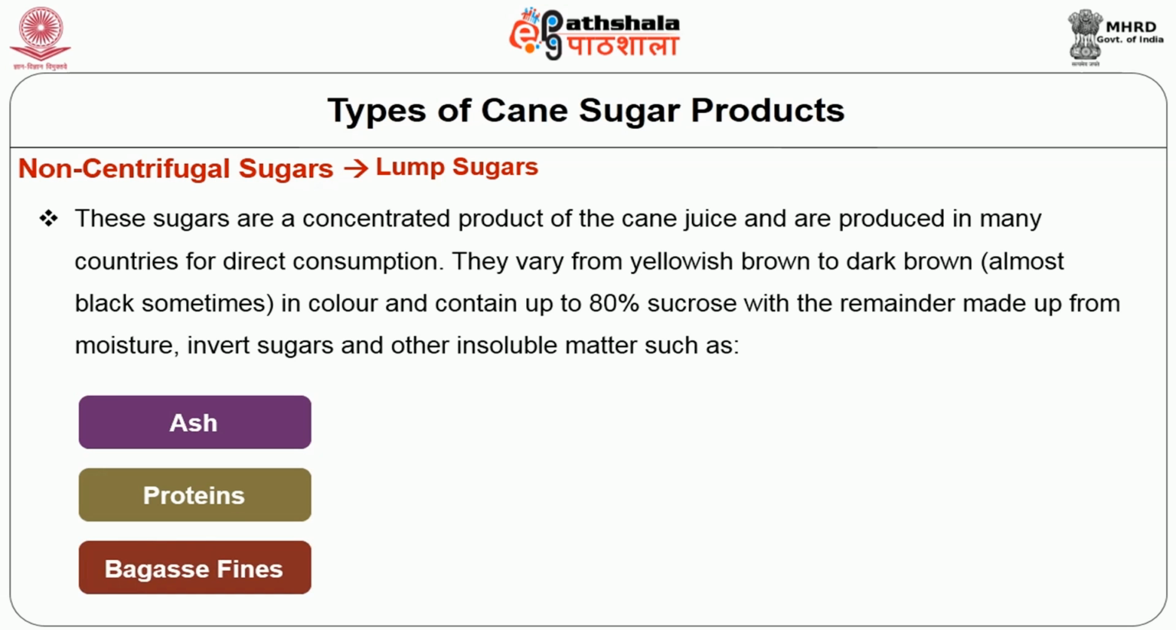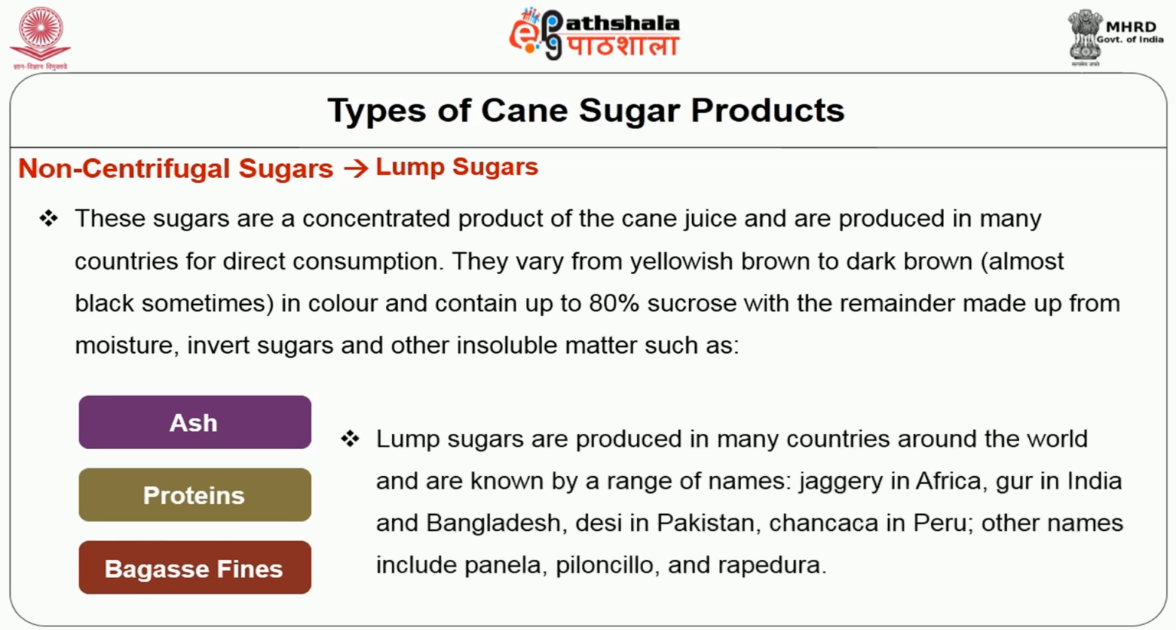in varying proportions. Lump sugars are produced in many countries around the world and are known by a range of names, that is jaggery in Africa, gur in India and Bangladesh, desi in Pakistan, chanka in Peru. Other names include panela, pilonchillo and rapadura.